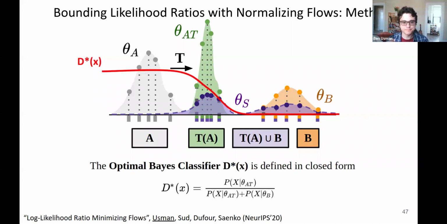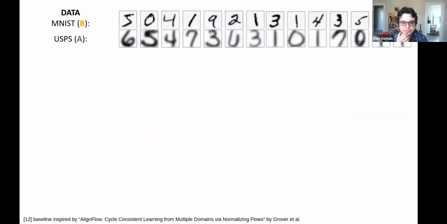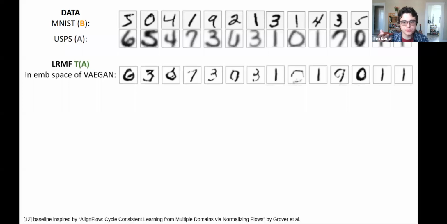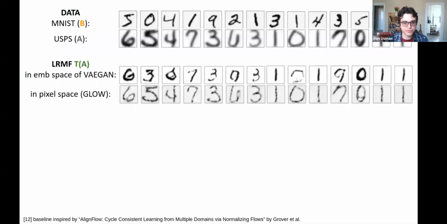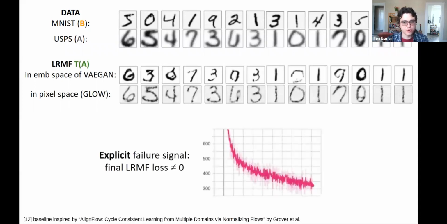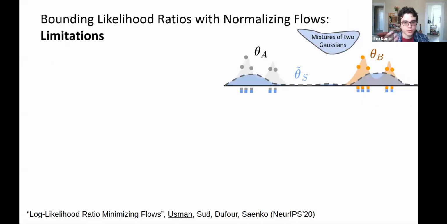We applied it to some digits, real data sets, and while it did something reasonable in the embedding space of a VAE, when we applied it to pixel space using a modern convolutional normalizing flow called GLOW, it did something, but the objective never fully converged to 0, no matter how long we trained it, indicating some kind of failure mode. So we went back to the blackboard and tried to figure out the simplest case in which this failure mode takes place, and came up with the following illustrating example.